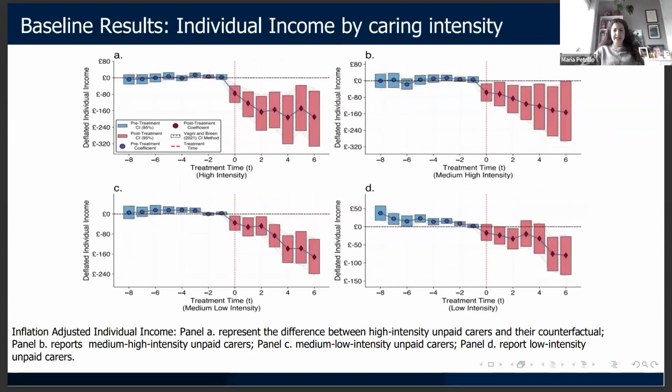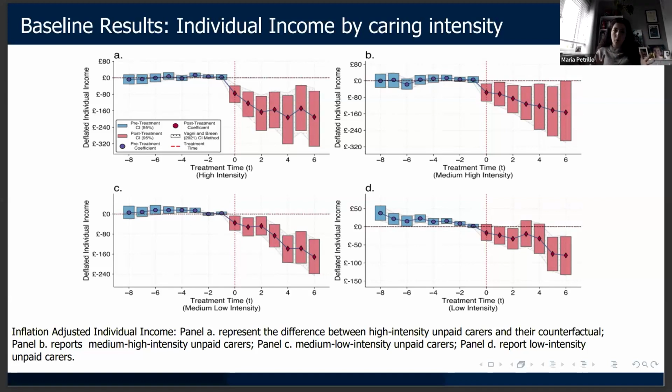Now, we have tried to analyze this, as I said, for different caring intensity. And here, this graph is the complete panel, in which you can see in panel A, high-intensity carers, in panel B, medium high-intensity carers, in panel C, medium low-intensity carers, panel D, low-intensity. As you can see, no matter the intensity of care provided, prior to the uptake of unpaid care responsibilities, the blue bar always touches the 0, meaning that there is no statistically significant difference between unpaid carers and their doppelganger.